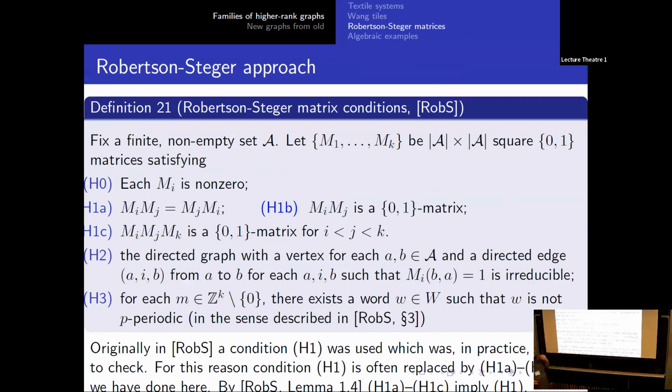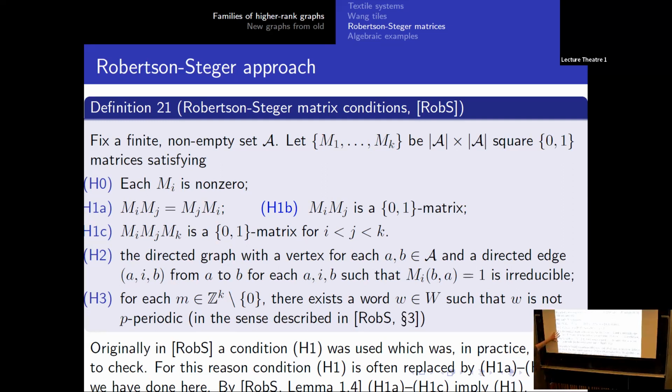Now, Robertson Steger, I wanted to say something about this. So Robertson Steger produced this definition and some results back in 1999, and they had it set up using just matrices. And so to take K matrices, A by A is an alphabet, and they satisfy a bunch of conditions.